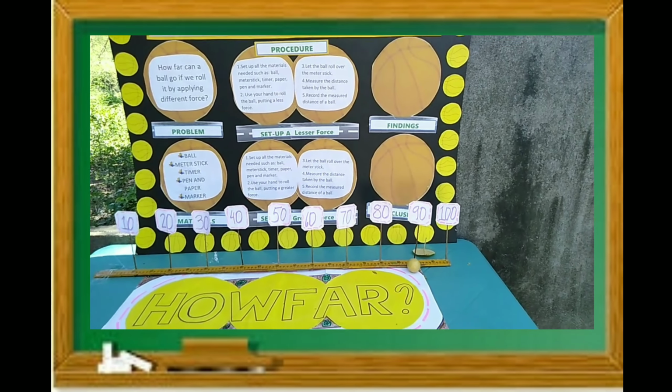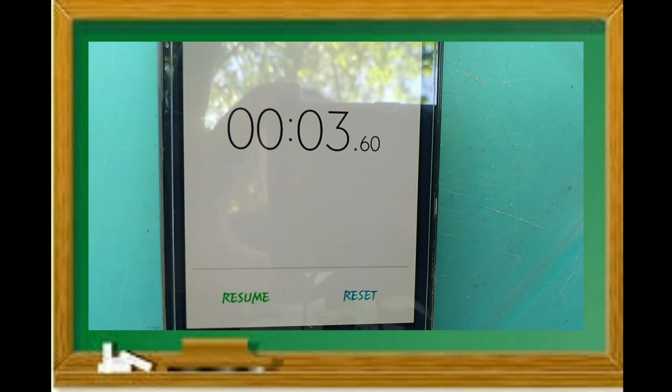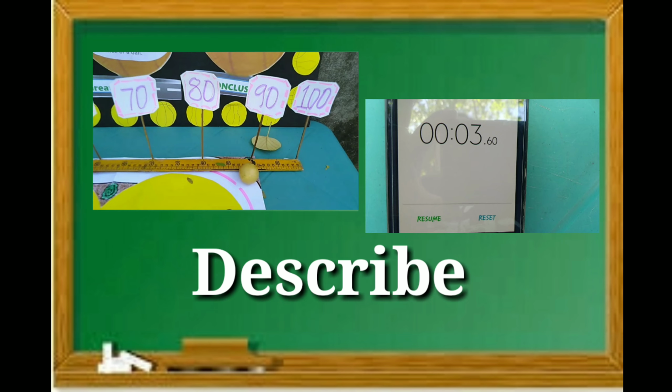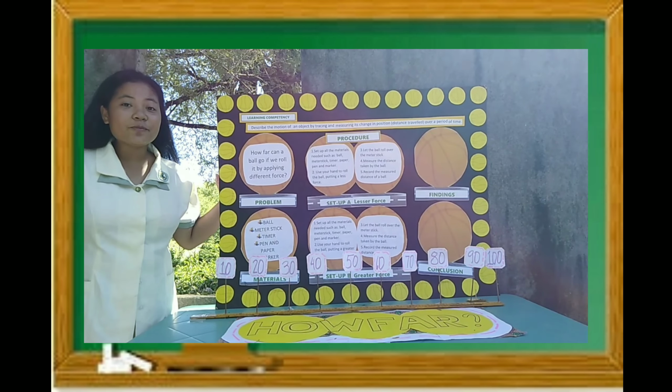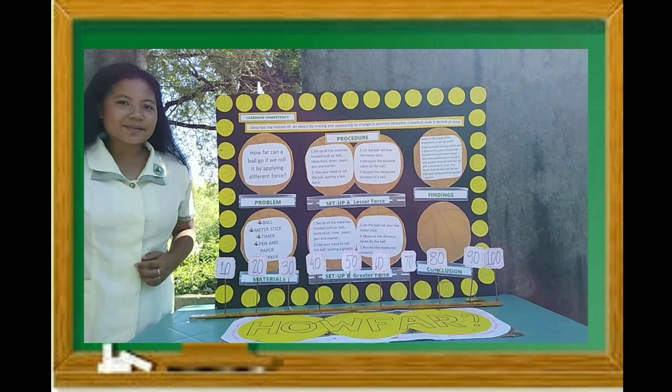So the distance is 90 centimeters. The timer is 3.60 seconds. Can you describe what happened to our second experiment? From the description that you made for our experiment, can you make a findings?